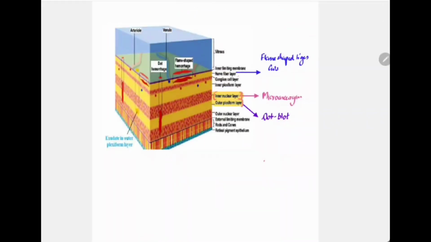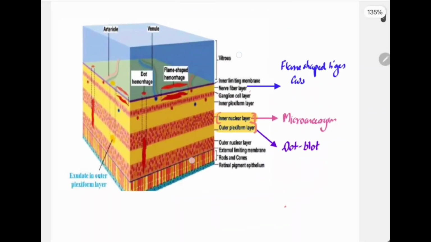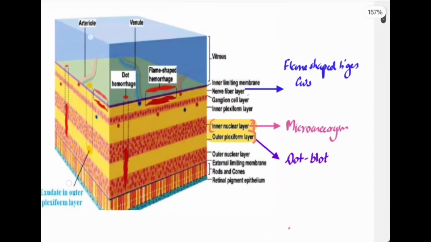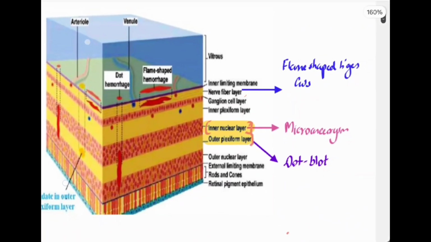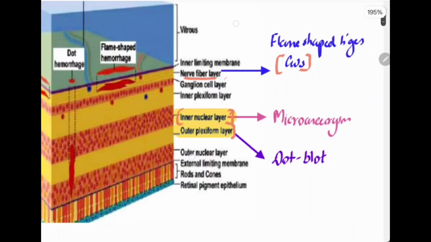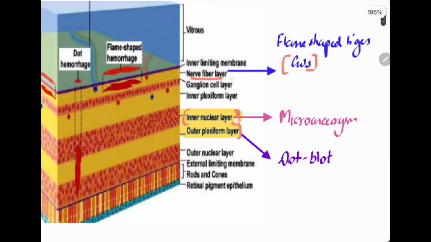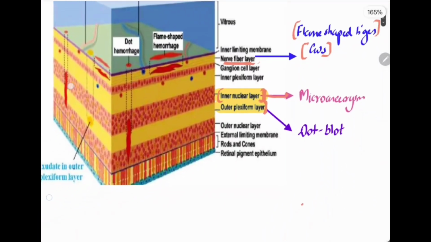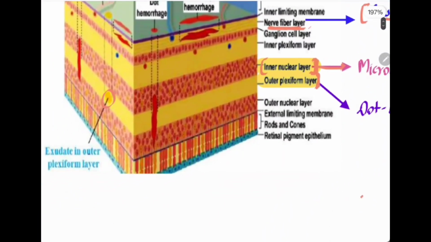To summarize, the layers of the retina affected in diabetic retinopathy are: cotton wool spots in the nerve fiber layer, microaneurysms in the inner nuclear layer, dot and blot hemorrhages in the inner nuclear and outer plexiform layers, flame-shaped hemorrhages in the nerve fiber layer, and hard exudates in the outer plexiform layer.